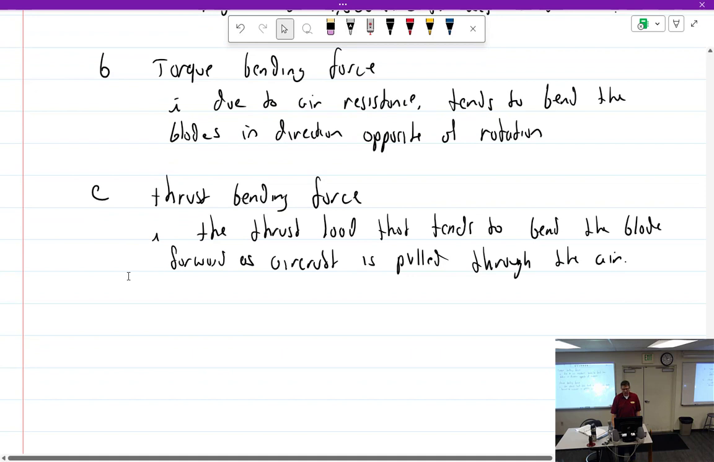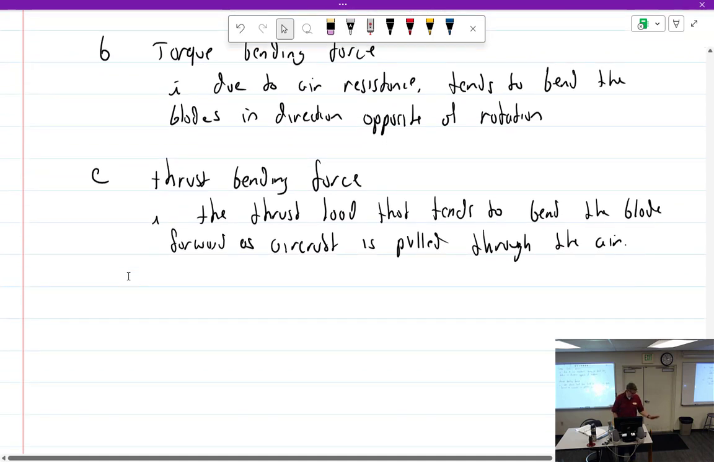I was talking to a prop shop one time. So obviously we have constant speed props. It would make sense that they need an overhaul. They have moving parts. But what about a fixed pitch prop? Yeah, they need overhaul too. Well, what are you going to do to a chunk of metal? How do you overhaul that? Sand it? They do.